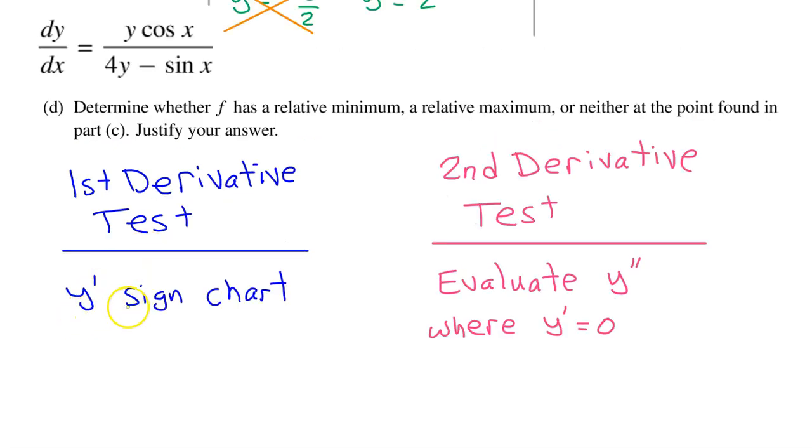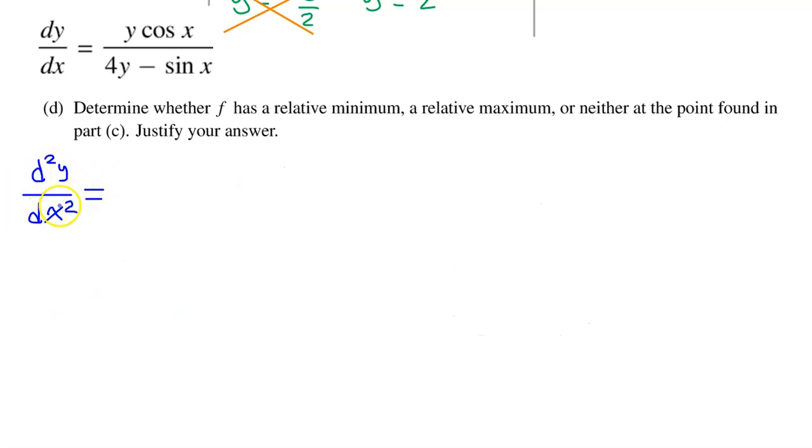You cannot make a y prime sign chart when your y prime is a function of y and not just x. So the first derivative test is out. Second derivative test it is. We need to find the second derivative by taking the derivative of the first derivative. Since this is a quotient, we are going to need the quotient rule. The little poem for the quotient rule goes: low d high less high d low, draw the line and down below, the bottom squared will go.